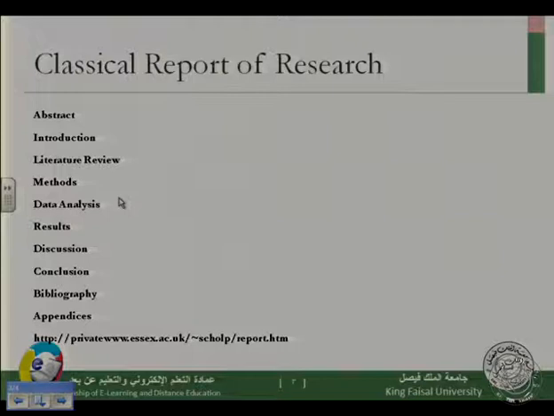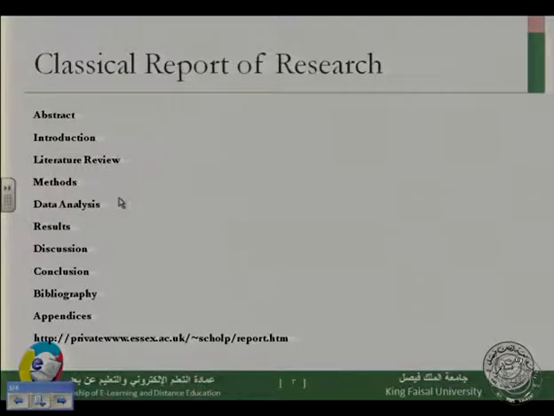Why? Because in the abstract, as we are going to see next lecture, it consists of our results. So you will not be able to write your results or your summary of results in the abstract until you finish the results of your research. So the abstract is ideally, and to me must be, written at the very end of your research. So this is the abstract.